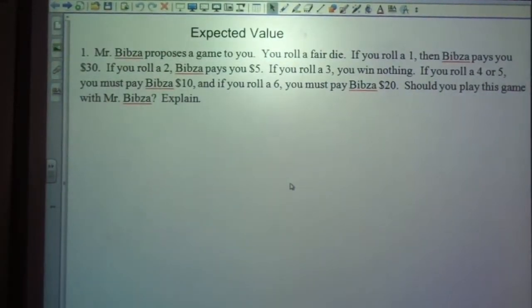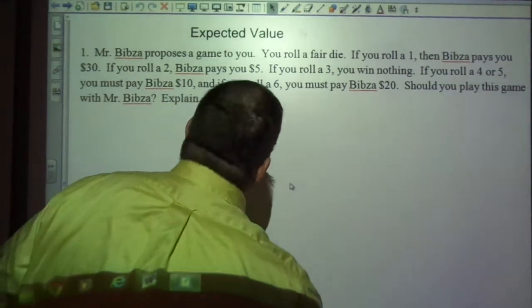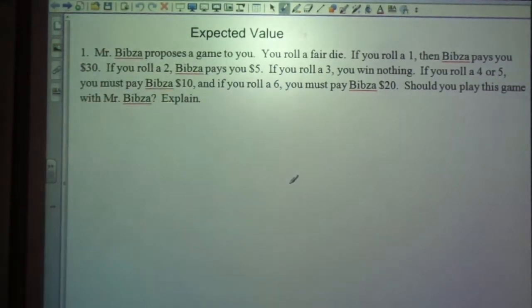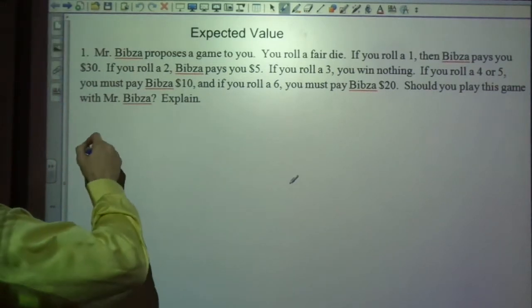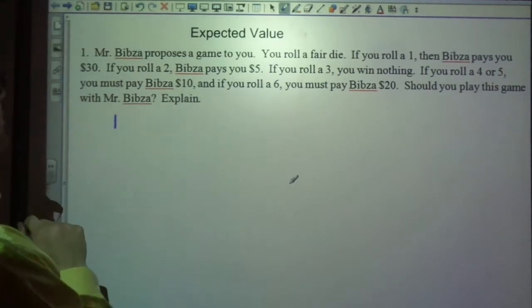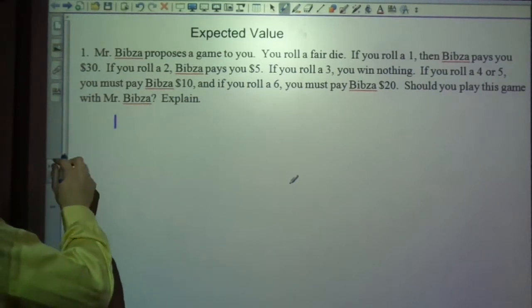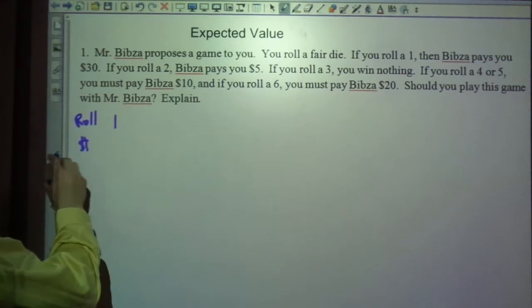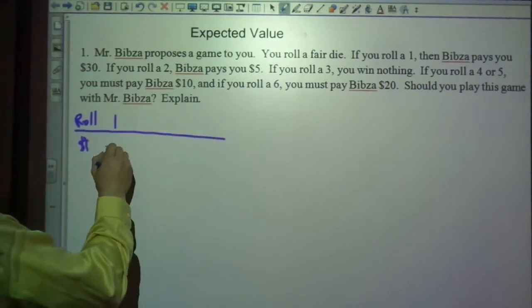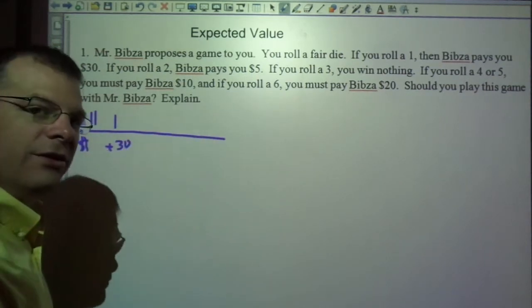The first problem we're going to look at here is if we roll a dice, would you like to play this game with me? So let's make a distribution table here. If you roll a 1, BIBSA pays you $30. So this will be our roll. This will be our money. You make $30. Congratulations, I gave you $30 if we roll a 1.